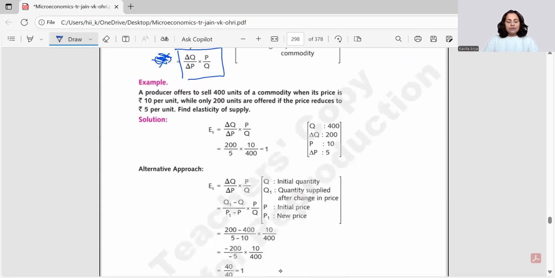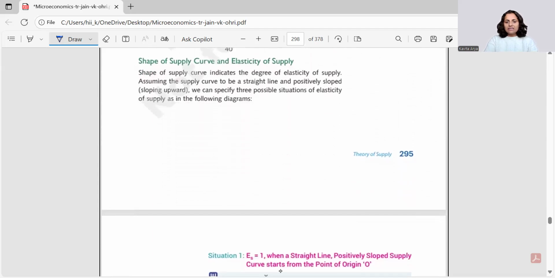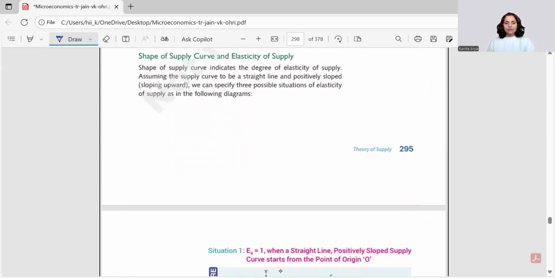Fine. So proceeding further, they have given you one simple illustration. You can just go for it, solve it. I hope it would be very easy after doing those numericals of demand also.